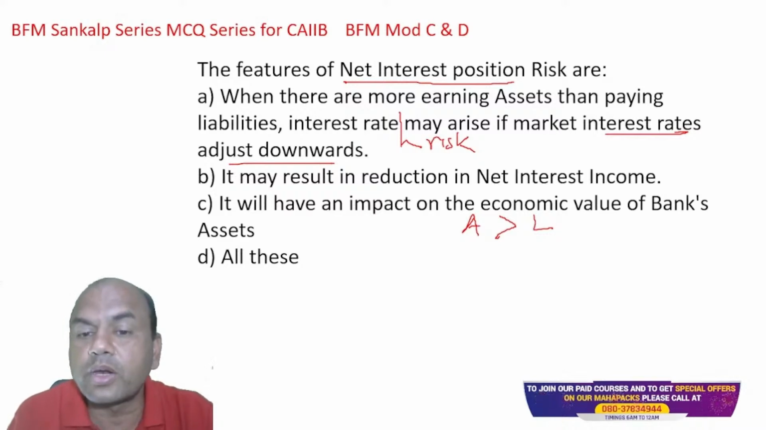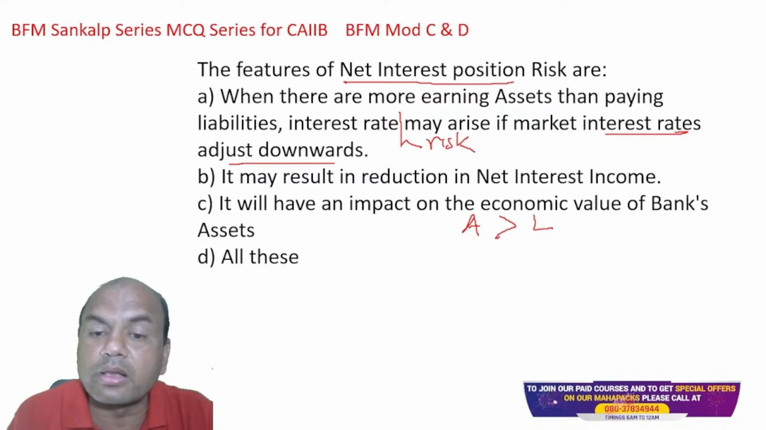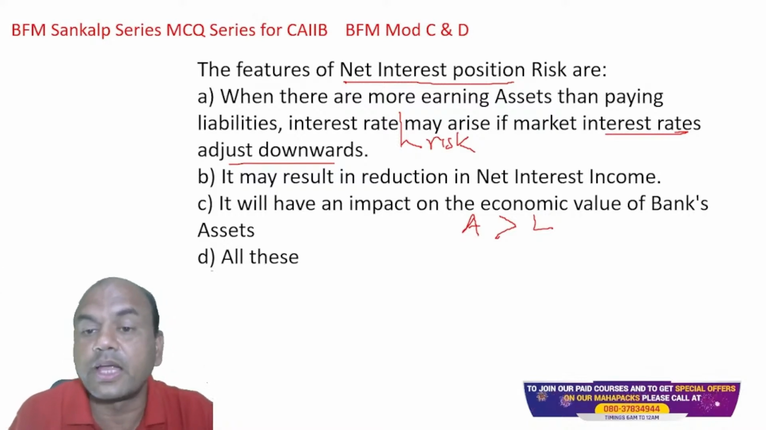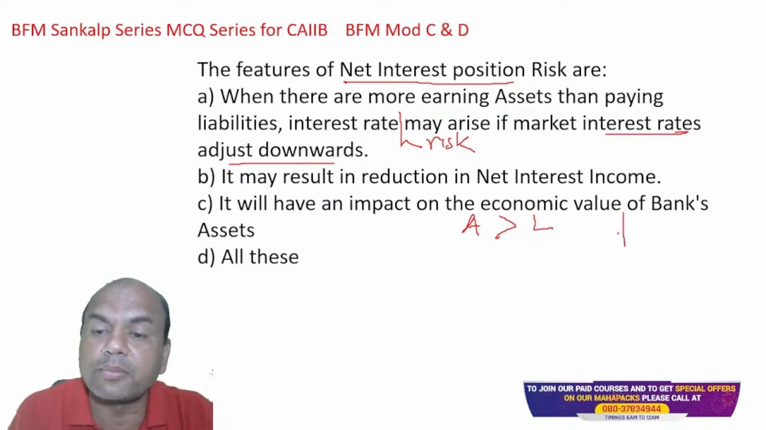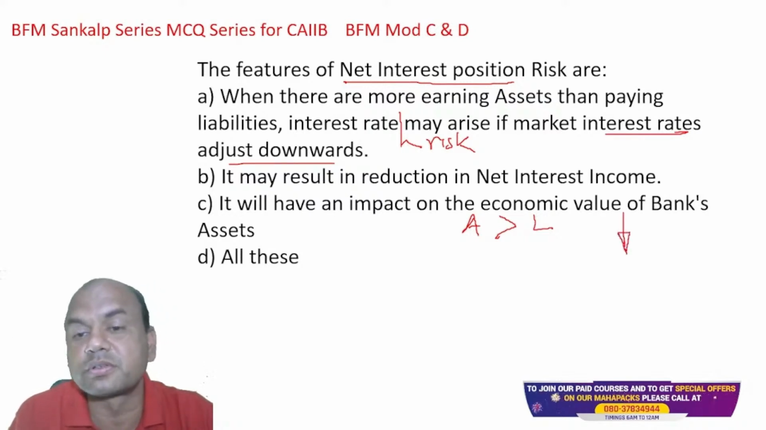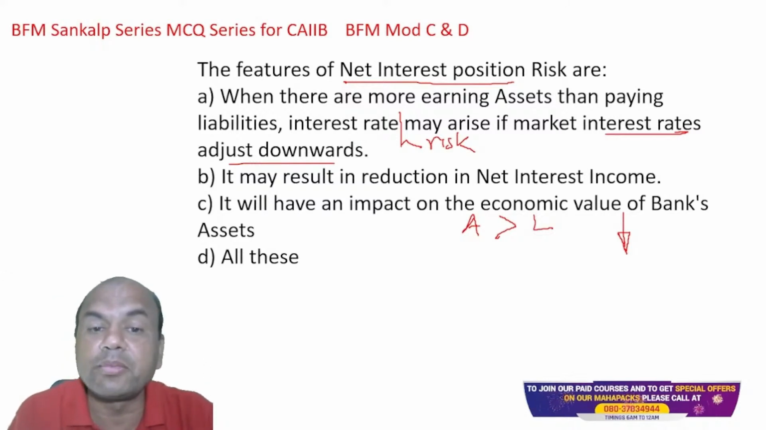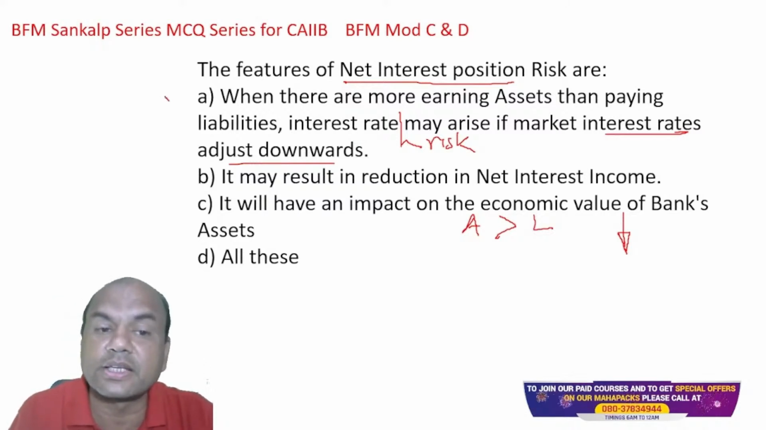If there are more assets than liabilities, what does it mean? I'm having more earnings, right? My income is more because assets are more. So in that case, if the interest rate goes down, what happens? My earning will reduce. My surplus earning will reduce. So that's why I may be faced with the interest rate risk. So the answer is A, correct.